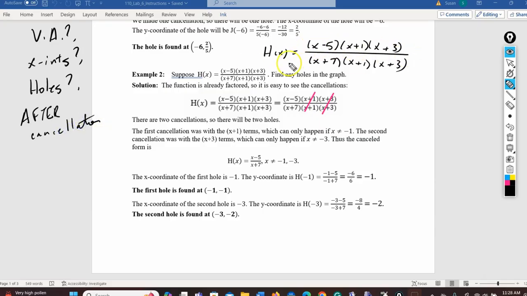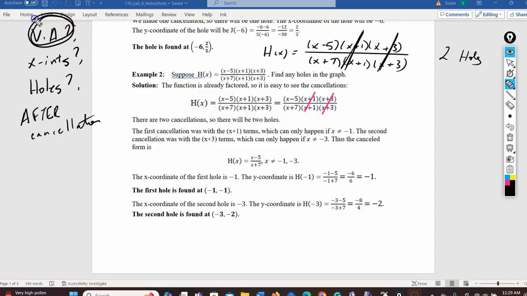And when it's factored, it's so nice because we have a product in the top, we have a product in the bottom. We see the x plus 1s cancel, and we see the x plus 3s cancel. So I have 2 cancellations, so there will be 2 holes.